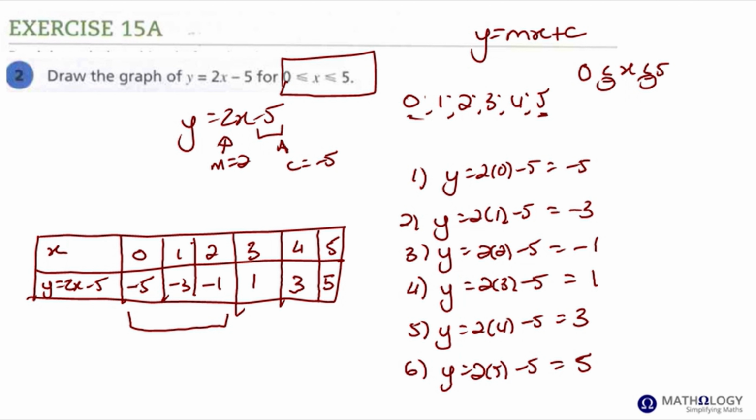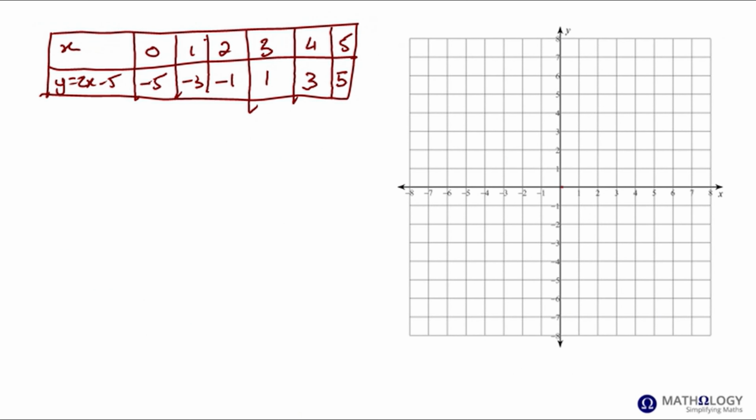We're then going to take these values. If we list this as a coordinate point, x, y, then we'll have 0, minus 5, 1, minus 3, etc. X equals 0 is at the origin, and y is minus 5. Because y is negative, we move down. So down to minus 5, and there's our first point. We're going to call that A.